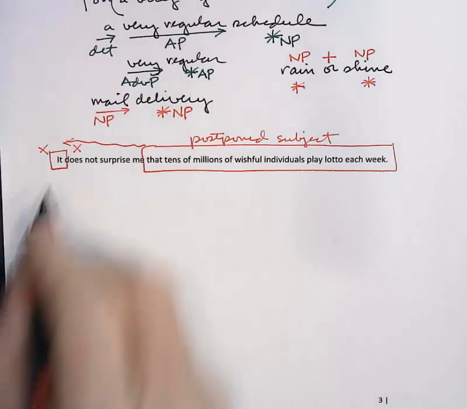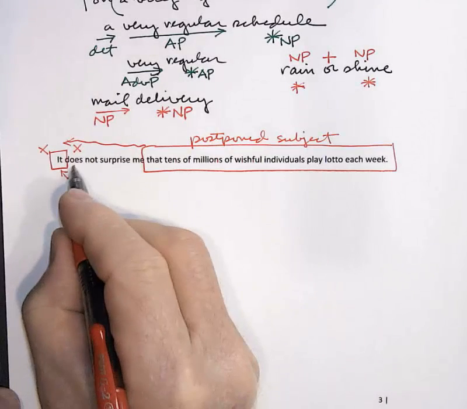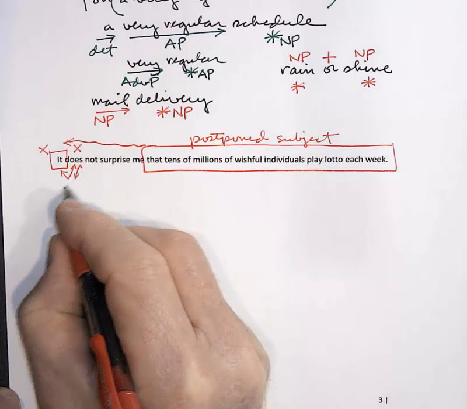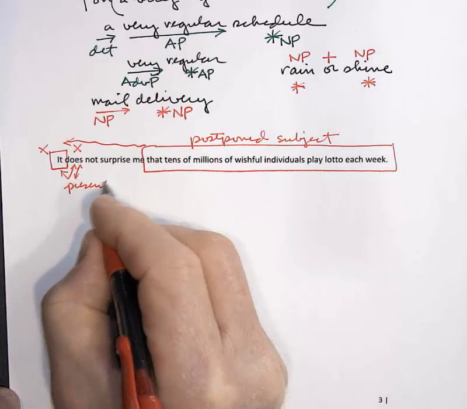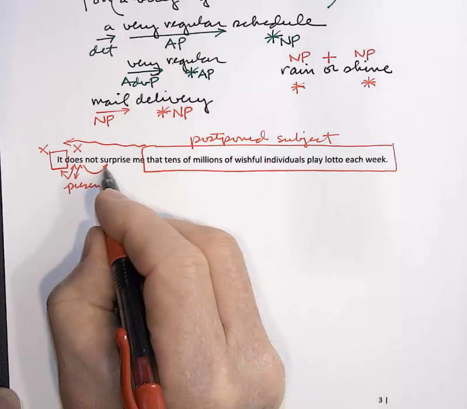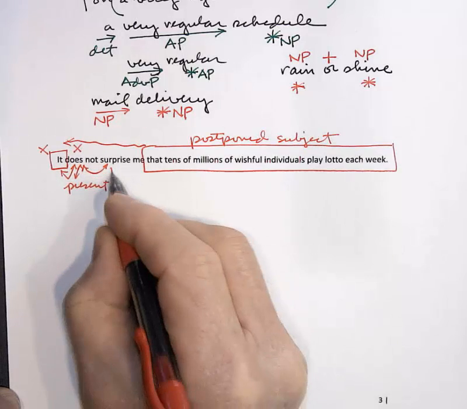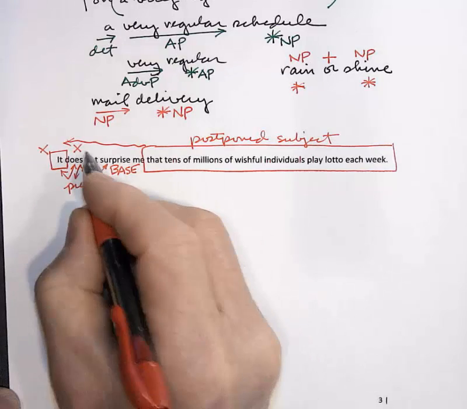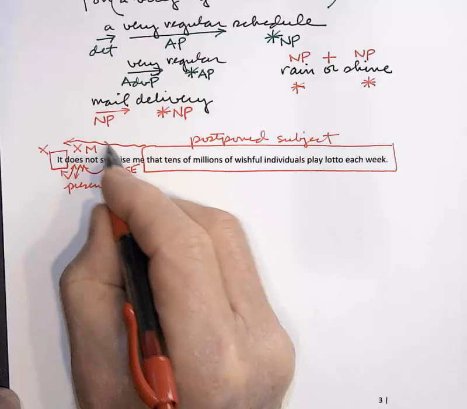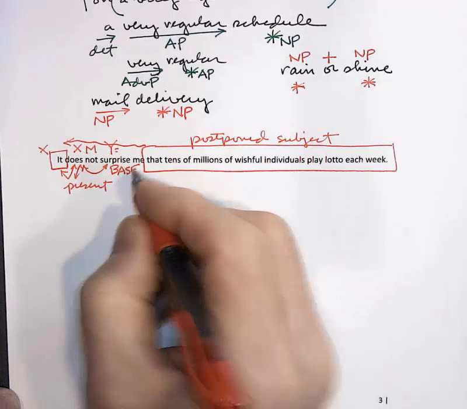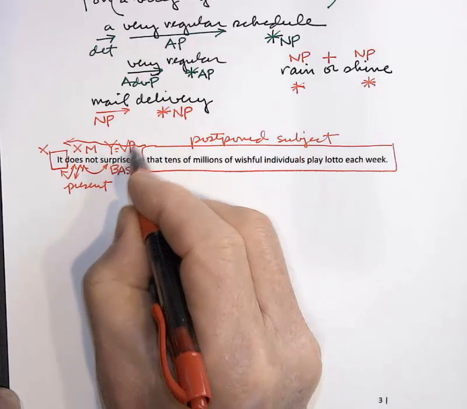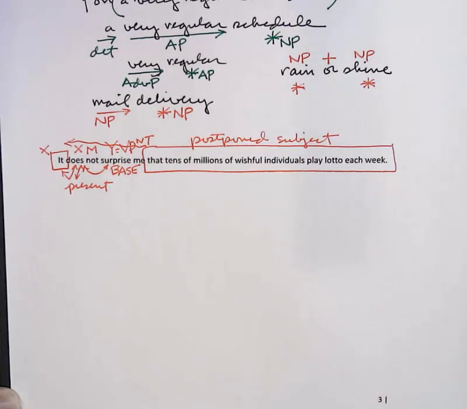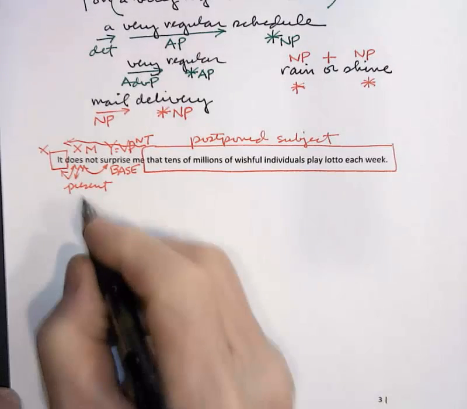So first, let's take a look at our ties. It does, it ties with the present. And surprise is the base form. The not is the M place, and surprise me is Y. That's a verb phrase, no time. Let's rewrite our verb phrase.